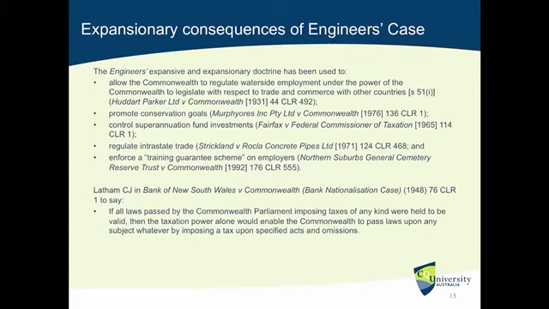So even the promotion of conservation goals, the control of superannuation fund investments, the regulation of intrastate trade, or the enforcement of a training guarantee scheme on employers, these were instances where, in a sense, the Australian Commonwealth Parliament overreached. It went beyond the fields or subjects over which the Australian Constitution had given it power to legislate.